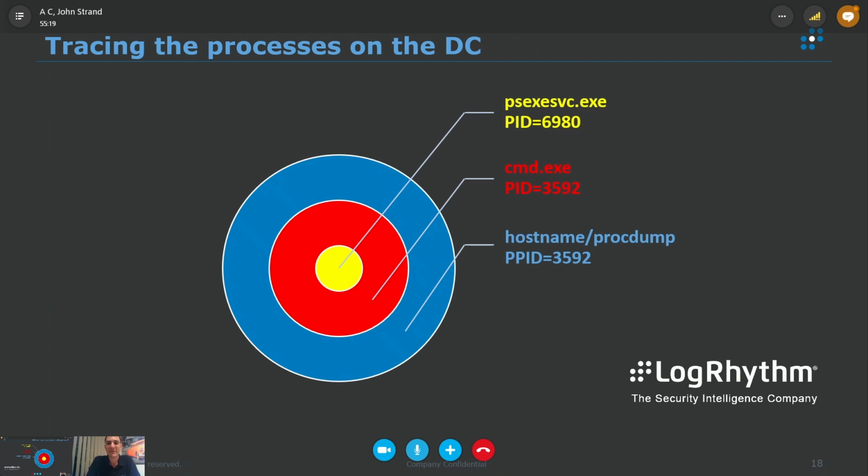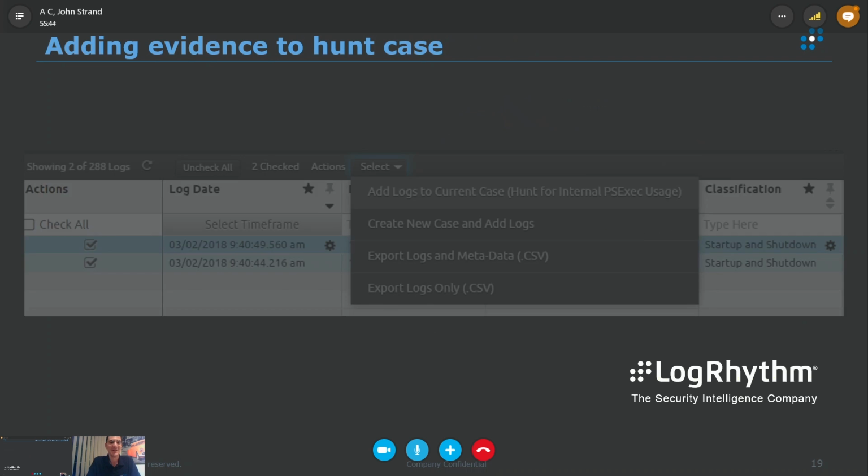So what we've gathered so far is we know that psexecsvc.exe was executed on the domain controller. We know that psexec was executed on PC number 2. And we also know that CMD then spawned hostname and procdump. We got most of this information, funnily enough, just from using Sysmon logs and some of the other Windows security logs. Haven't obviously listed them all because we could be here for a lot longer.